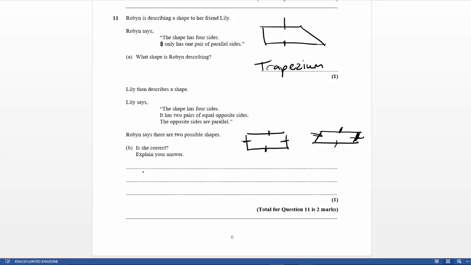Okay. So let's write it here. She is correct. You can have a rectangle and a parallelogram.